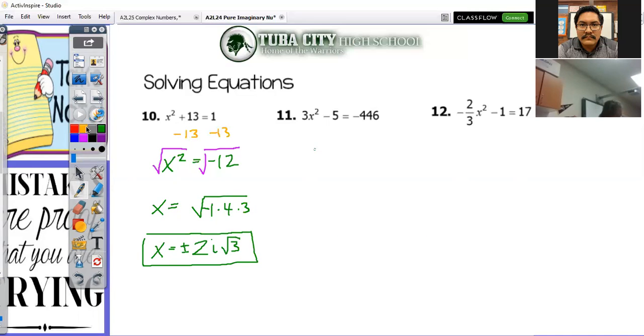All right, moving on to the next one. Continue solving. And again, with these, you just do it the same way you would with any ordinary algebra problems. Anything algebra, just do the same thing. And let's see, 446 minus 5 would be 441. And since the number on the negative is bigger, that's going to make it negative. All right, now we got to get this 3 out of here, so I'm going to divide both sides by 3.